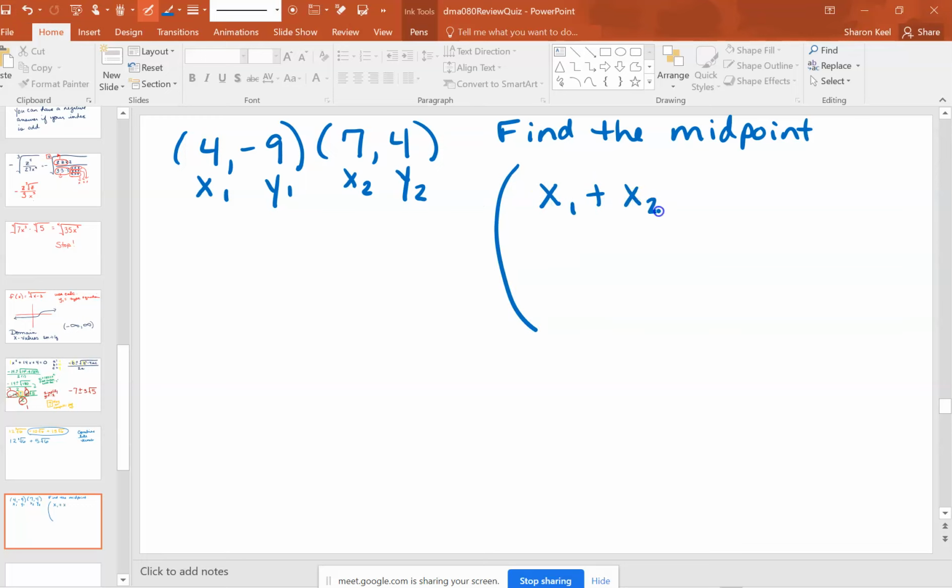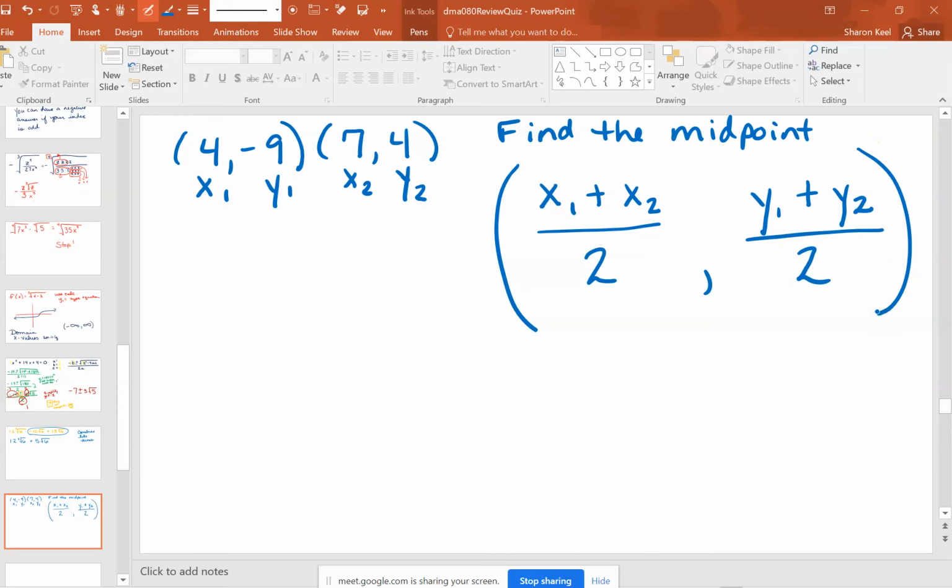So you're going to add the x's divided by 2. For the y value, you're going to add the 2 y's and then divide it by 2. And your answer is going to be an ordered pair. So it's really quite simple. My x's are 4 plus 7 over 2. My y's are negative 9 plus 4 over 2.